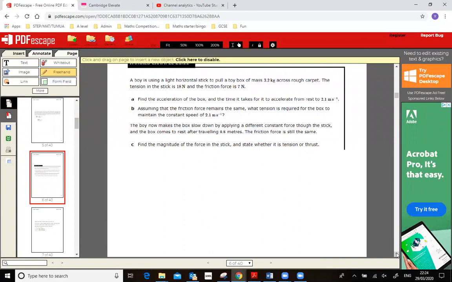Okay, so here in this example, we have a boy using a light horizontal stick to pull a toy box of mass 3.2 kilogram across rough carpet. The tension in the stick is 18 Newton and the friction force is 7 Newton. Part A, find the acceleration of the box and the time it takes for it to accelerate from rest to 2.1 meter per second. Okay, so again, when I start to go through this kind of question, I would always start by drawing a diagram. So let's do that.